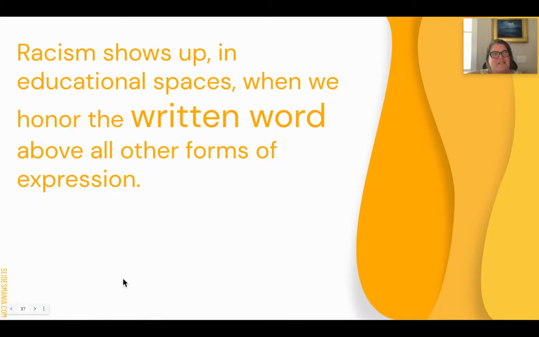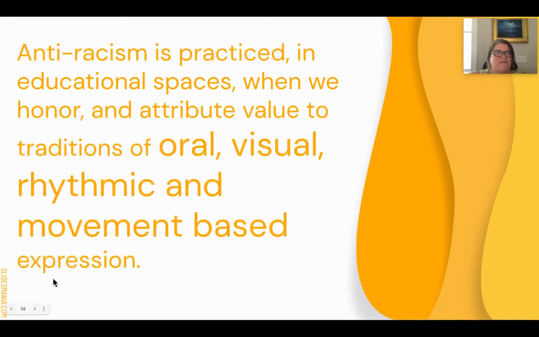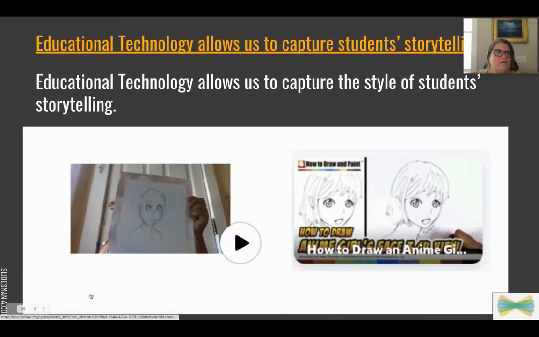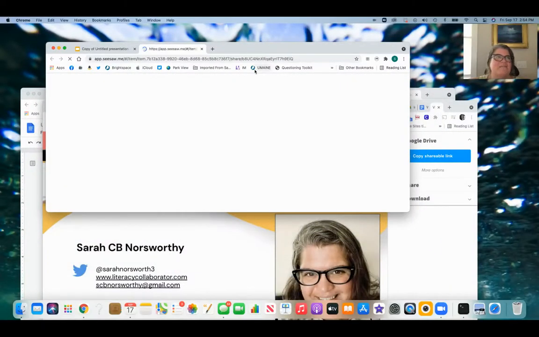So racism shows up in educational spaces when we honor the written word above all other forms of expression. And anti-racism is practiced in educational spaces when we honor and attribute value to traditions of oral, visual, rhythmic, and movement-based expression. So here we are going to listen as educational technology allows us to capture a student's storytelling. So listen while the student speaks.